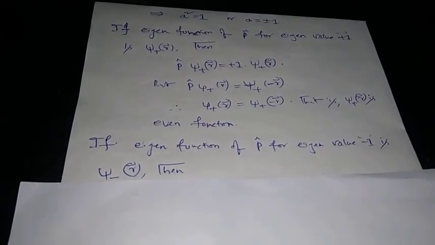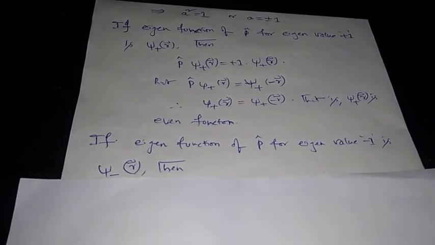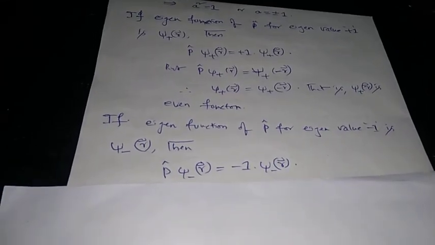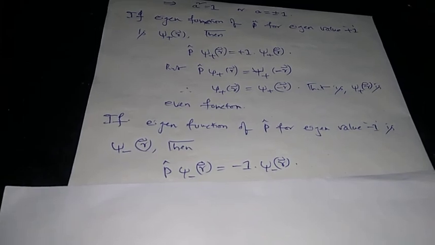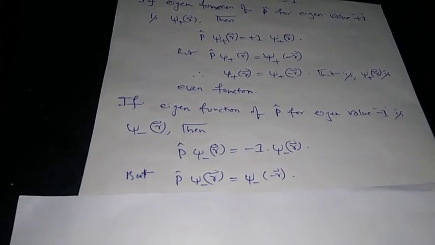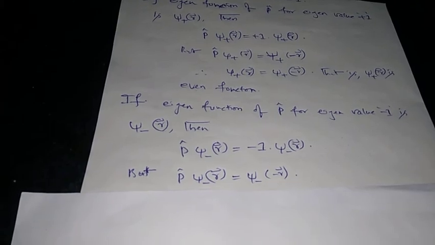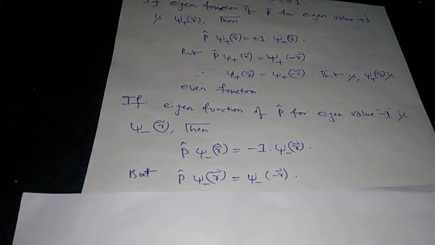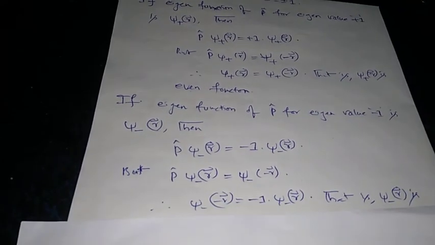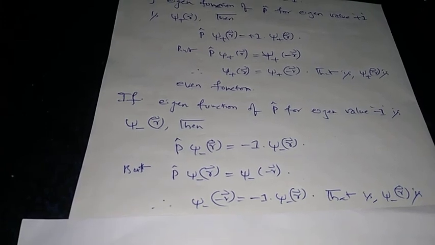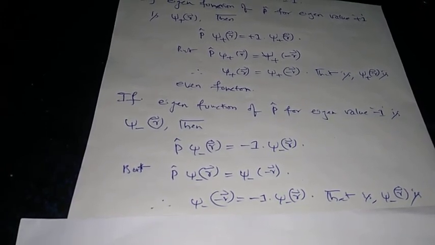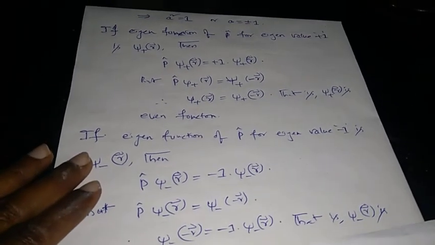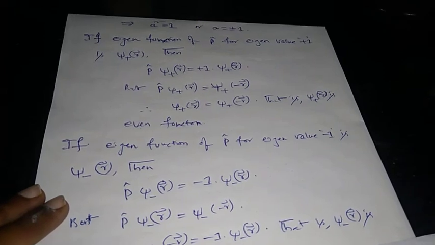And next, if the eigenfunction of the parity operator for eigenvalue minus 1 is psi minus of r, then the eigenvalue equation is that if P acts on psi minus, it will be taking it to minus 1 into psi minus. But by definition of the parity operator, if it acts on psi minus, then it should be taking it to psi minus at minus r. Therefore the above equation can be written as psi minus at minus r is equal to minus 1 into psi minus of r. That means your psi sub minus should be an odd function.